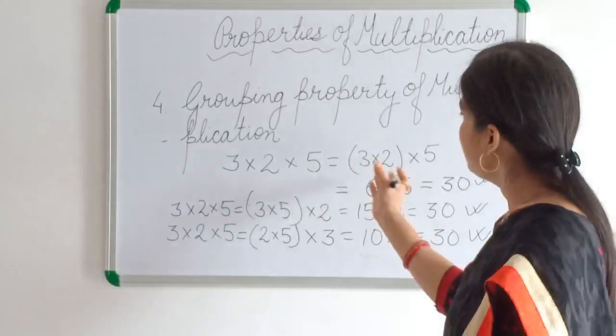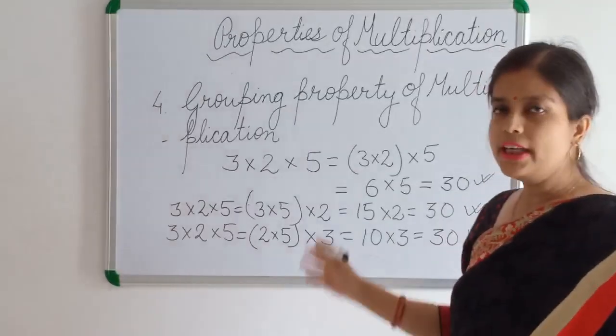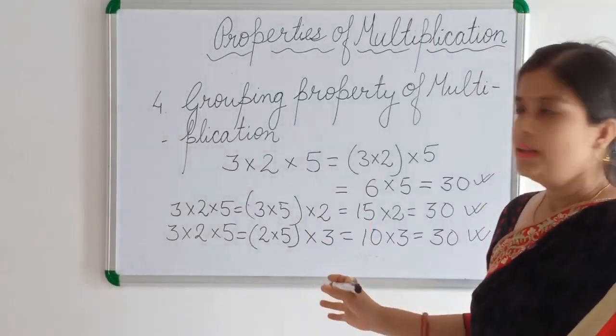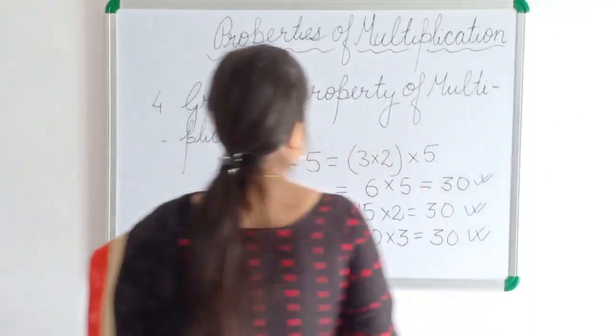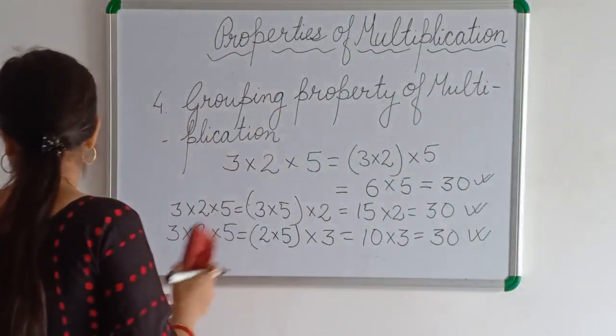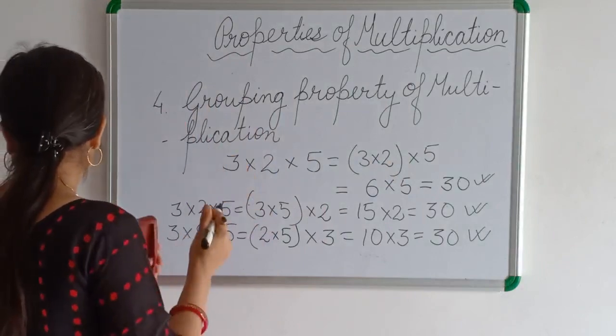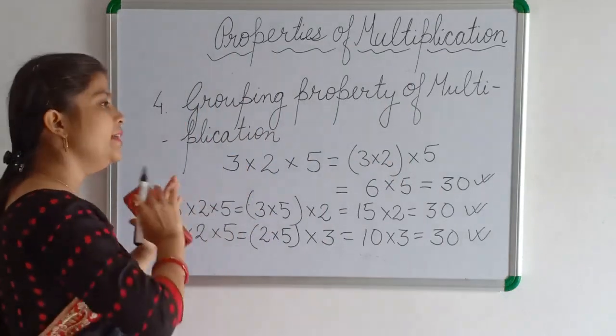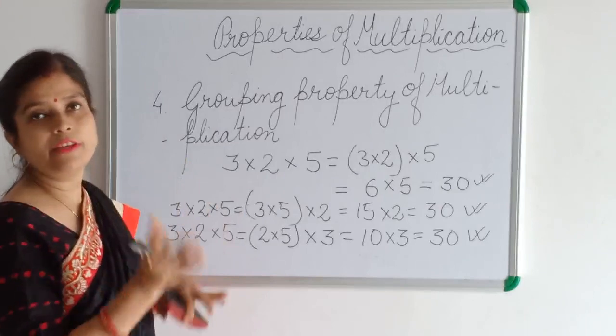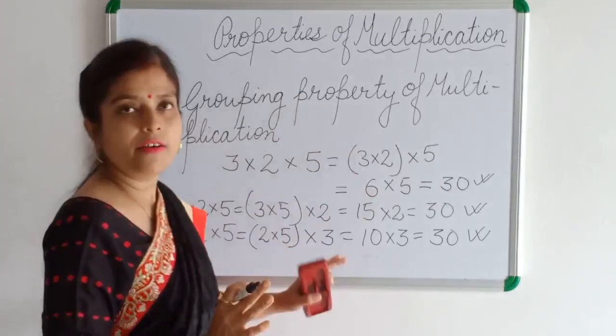Only I have changed the way of multiplication. Only I have changed the group. So this is the grouping property of multiplication. The product of 3 or more numbers will be the same even if they are grouped and multiplied in any order. In any way, the product will always be the same.